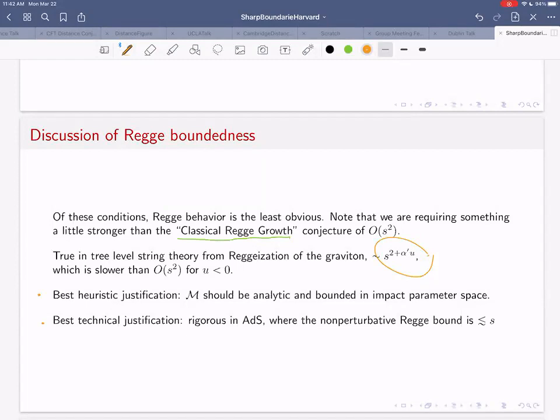And again, look, it's possible that quantum gravity is totally outside the realm of quantum mechanics. I doubt it. And so heuristically, you really should expect that even the scattering of gravitons should be analytic and bounded in impact parameter space. Now, again, this is an assumption.